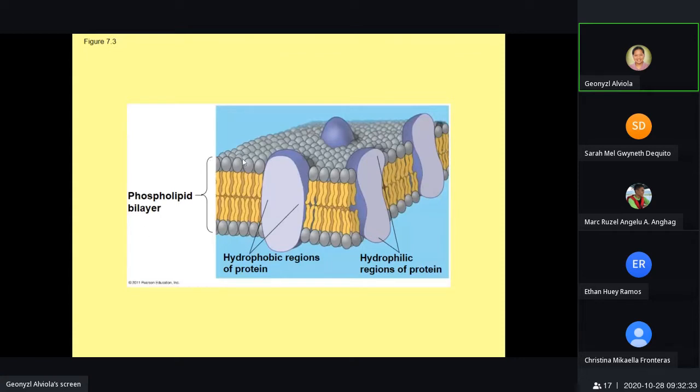So, we have here the phospholipid bilayer, and these proteins are globular proteins that are embedded in the sea of phospholipids. Some proteins are only embedded superficially, some are in between the bilayer or transecting the bilayer. So, para siyang sandwich. Okay, hydrophobic region of the protein and the hydrophilic region of the protein. And these proteins are helpful in transporting molecules in and out of the cell.